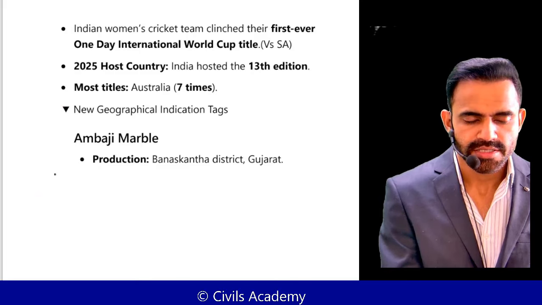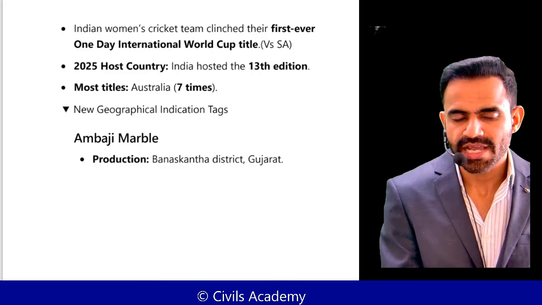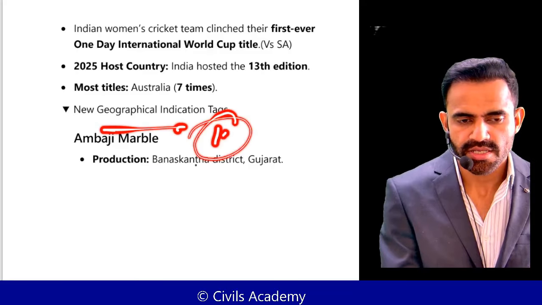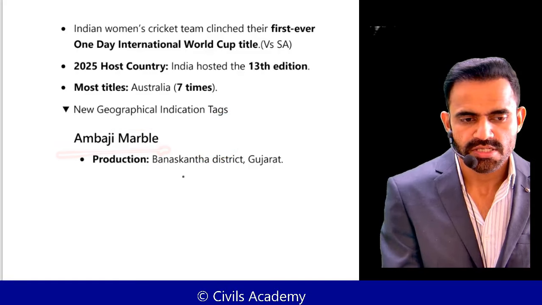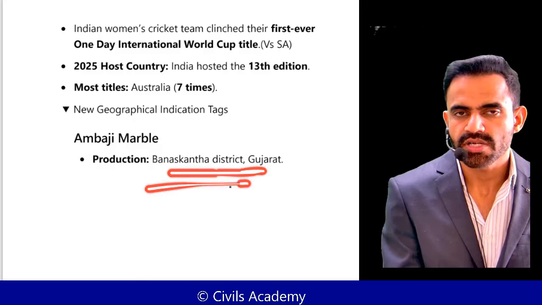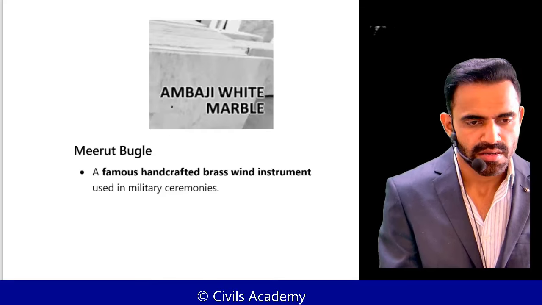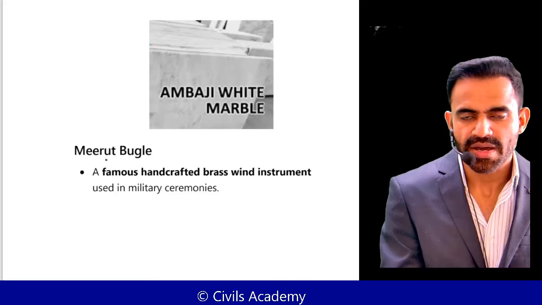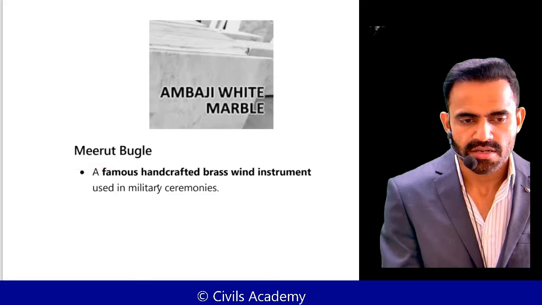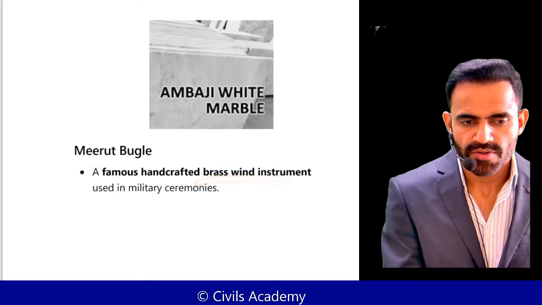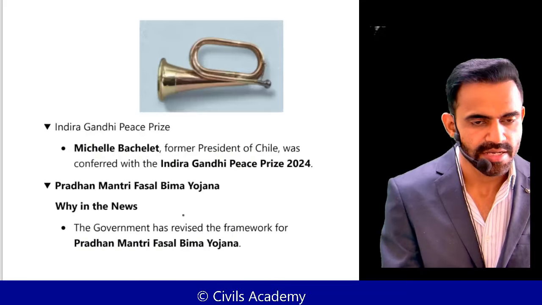Next is related to GI tag. GI is geographical indication. It is given for a duration of 10 years. So recently, Ambaji marble from Gujarat was given GI tag. This is how it looks. White marble is here, and then there is the Meerut Bugul. So it is a wind instrument which is used mainly in military ceremony.